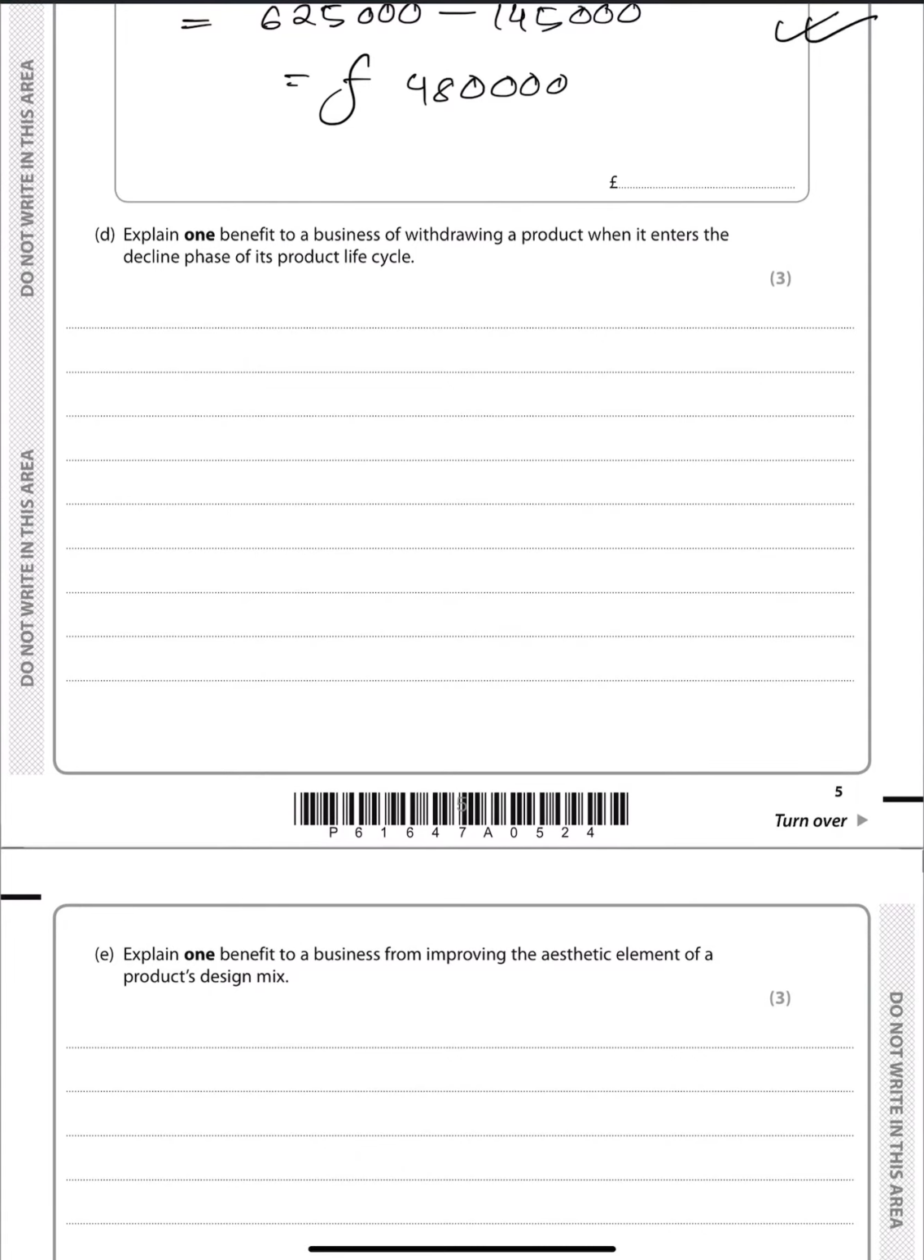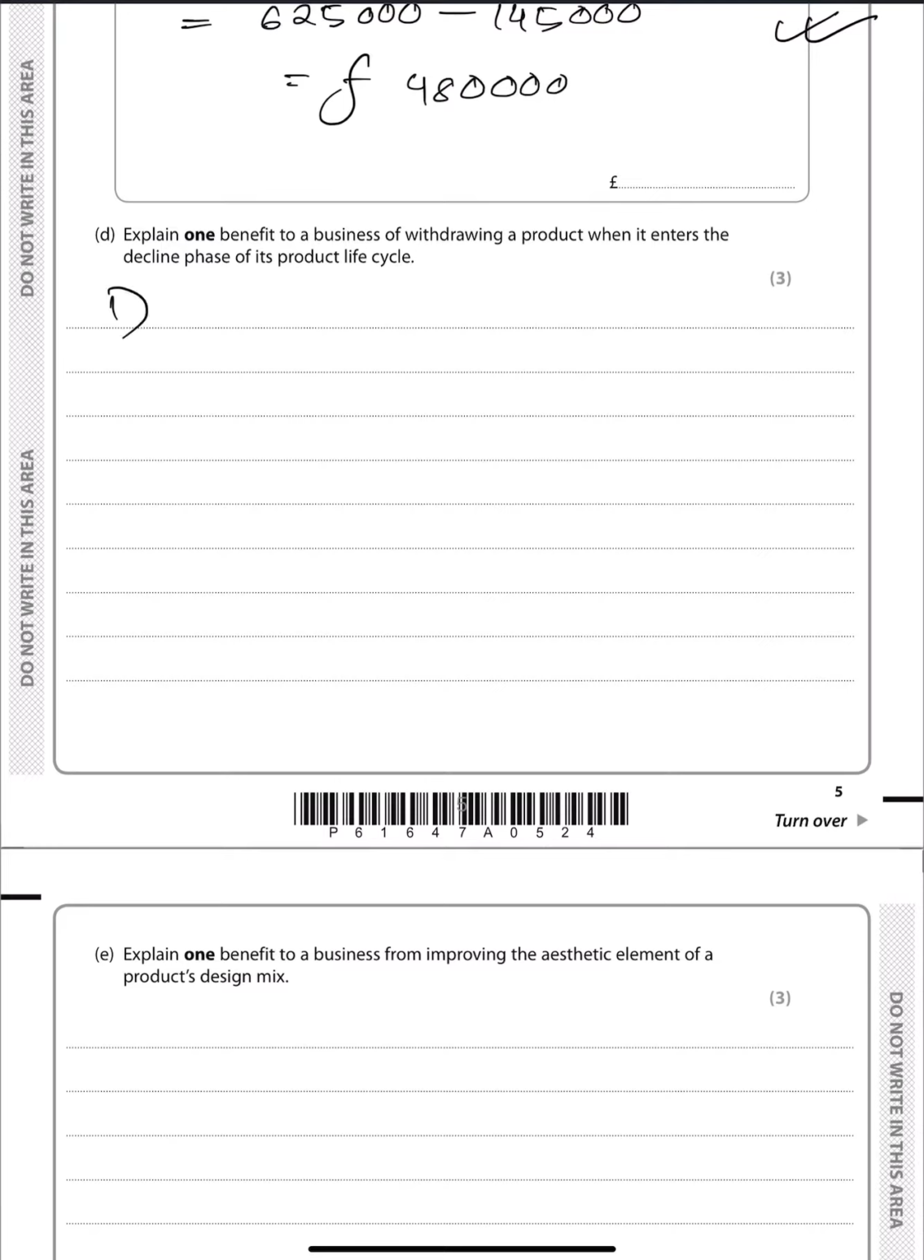Okay. Explain one benefit to a business of withdrawing a product when it enters the decline phase of its product life cycle. Okay, so my product is already in its declining phase and I am withdrawing it from my market. So what is one benefit? Firstly, identify the benefit. If I'm withdrawing a product that's already dying, managers can now concentrate more on products that are at its growth stage of product life cycle.